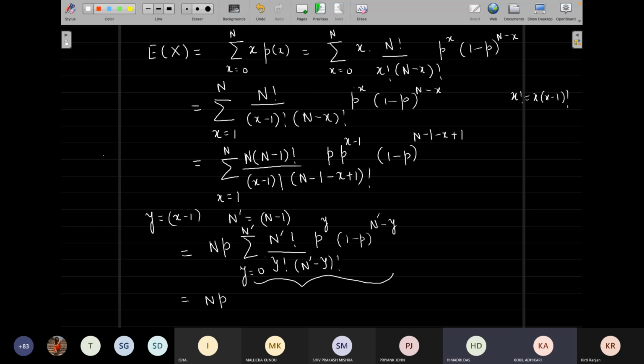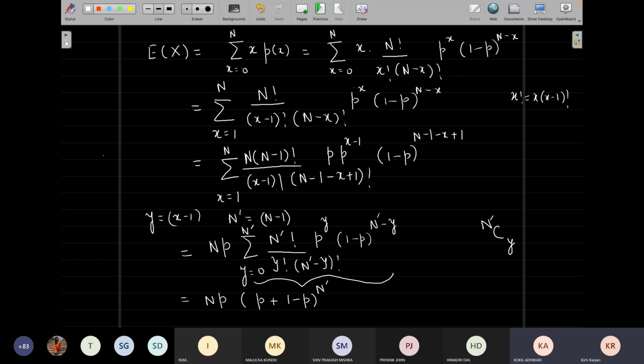How? This term will be p plus 1 minus p raised to power n prime. Please look into it. What I have done, basically, n prime factorial over y factorial, n prime minus y factorial is nothing, just what you are saying. It is n prime c y, p^y, (1 minus p)^(n prime minus y).